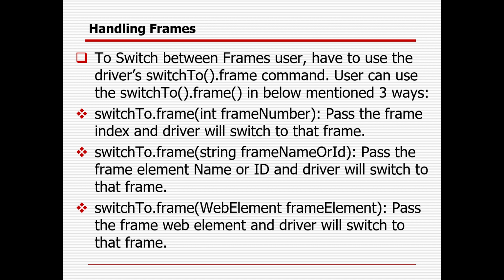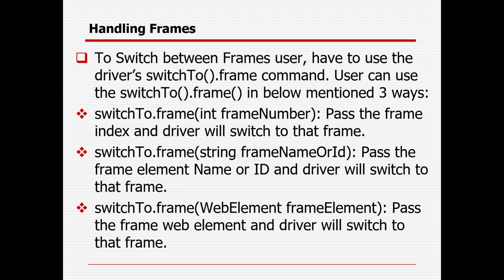The user can use switchTo().frame in three different ways. Either you give the frame index, which is an integer, meaning 0, 1, 2, 3 and so on. In case only one frame is available, the index will by default be 0. Otherwise, you can give the frame name or frame ID, in case it is available. You pass the element name or ID, and the driver will switch to that frame. Sometimes it might not be available, depending on the frame, and in that case you can go with the index. You already know the index is 0, 1, 2, 3; if there are three elements, the index will be 0, 1, 2.